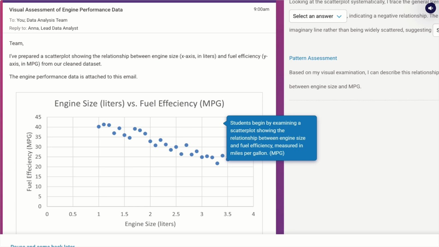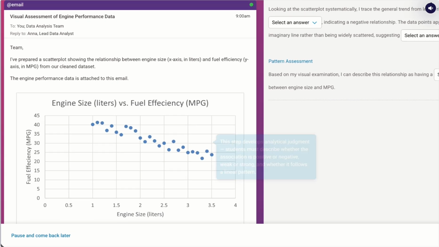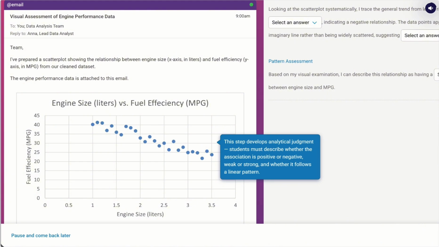Students begin by examining a scatter plot showing the relationship between engine size and fuel efficiency, measured in miles per gallon. Rather than jumping straight to a formula, they are asked to visually assess the direction, strength, and linearity of the relationship. This step develops analytical judgment. Students must describe whether the association is positive or negative, weak or strong, and whether it follows a linear pattern.